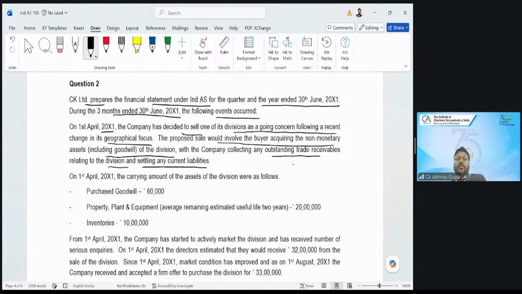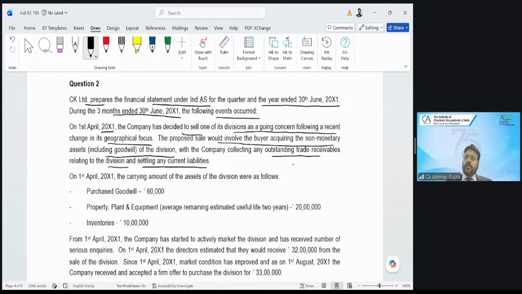So what is happening here until now, based on these facts? CK Limited is preparing the financial statements under Ind AS for the quarter ended 30th June 2001. During the 3 months ended June, the following events have occurred. On 1st of April, the company decided to sell one of its divisions as a going concern following a recent change in the geographical focus. So the company is changing its geographical focus, and that's why it is planning to sell one of its geographical location divisions.